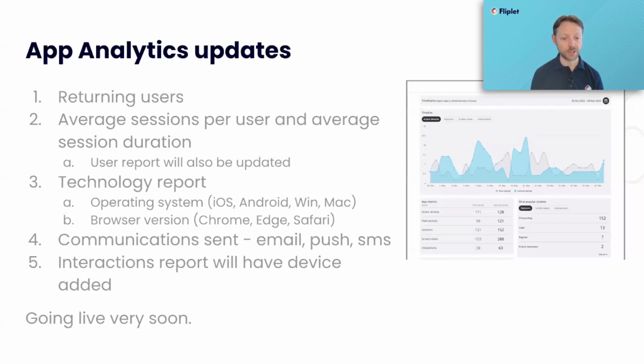And the interactions report will have device added, so that you're able to determine, okay, this many people on iOS devices are doing this action, but on Android, they're using their screen differently and they're doing different actions, which we think will help to lead to increased optimization for maybe different device types, such as web apps, mobile apps.